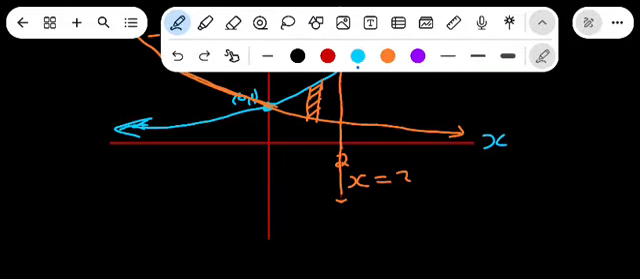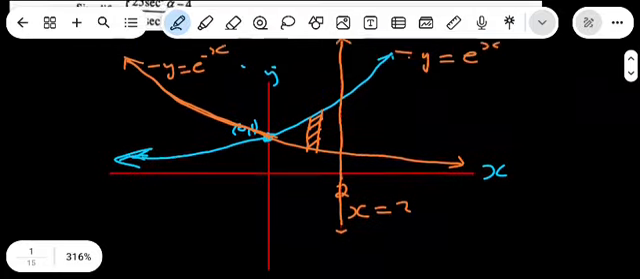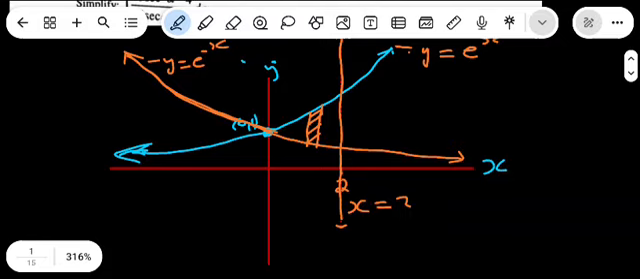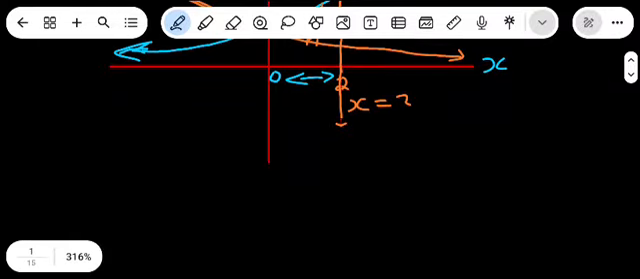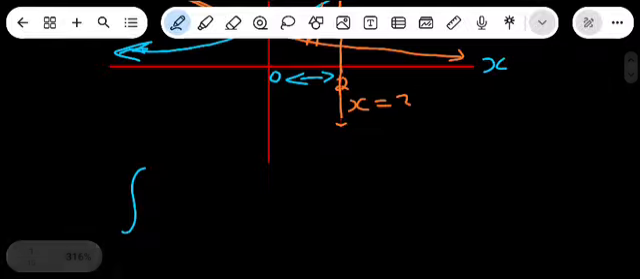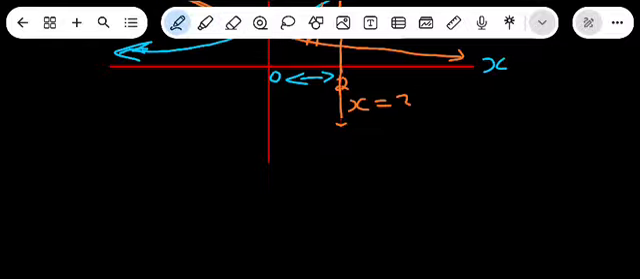So how can we get that area? The value of x here is 0, and the other is 2. So our lower limit will be 0 and upper limit will be 2. So the area will simply equal the integral. We want the area, isn't it?